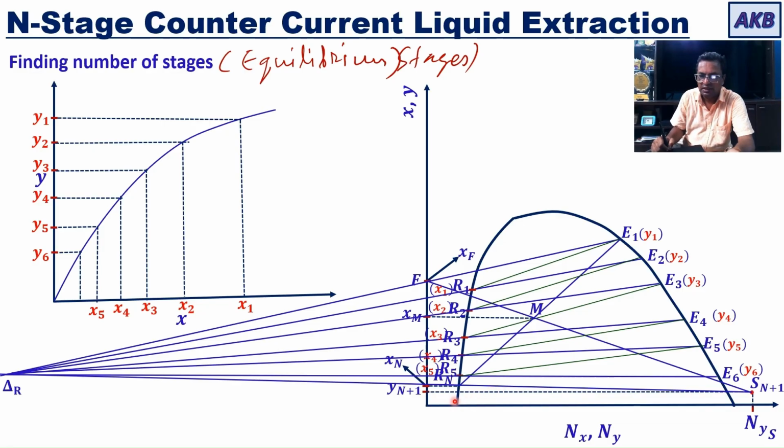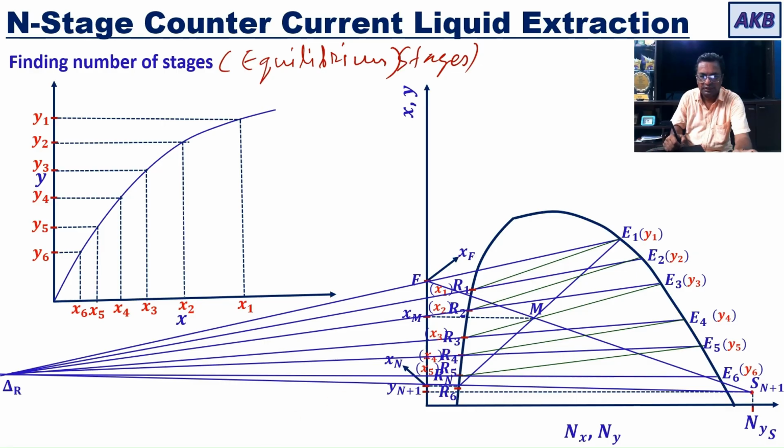In the process, when I get R6, I have crossed Rn. Now R6 is less than Rn. So now I will have to stop. I will have to continue doing this till Rn is crossed. Once Rn is crossed, your process stops, your procedure ends.